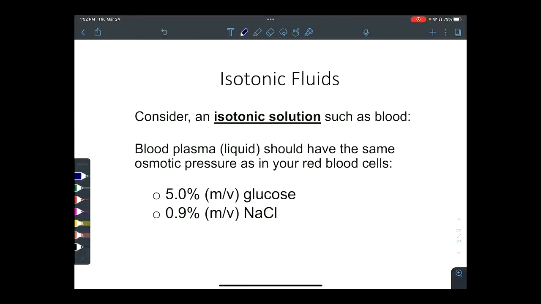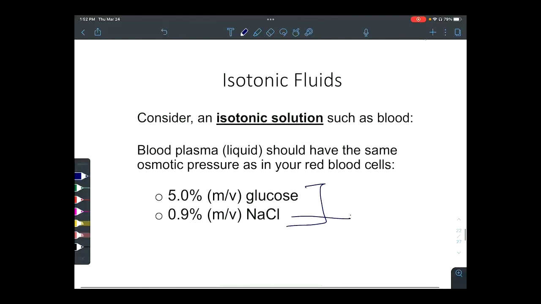So in our human bodies, this is what is isotonic with red blood cells. Our blood plasma is about 5% glucose and 0.9% salt. That's what we call a saline solution. If you look up a saline solution, like you'd use for nose or eye irrigation, it's about 1% sodium chloride.